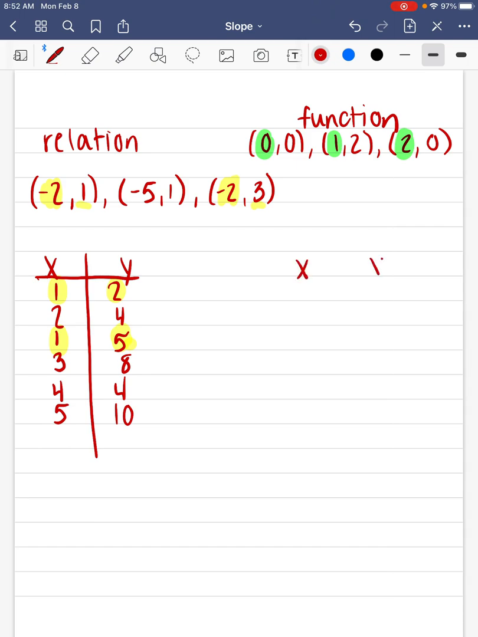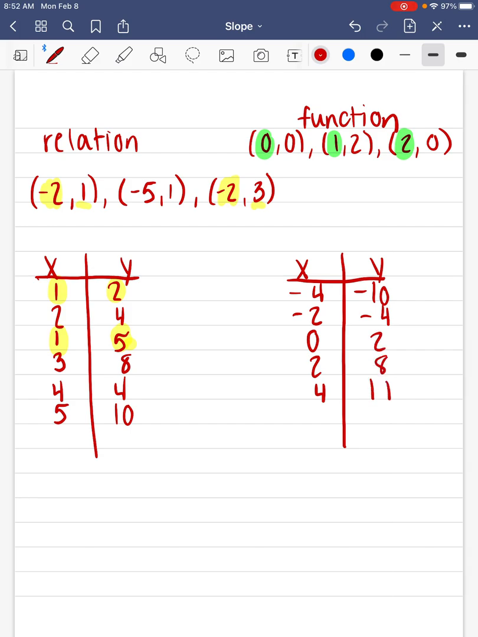For our function example, we have -4, -2, 0, 2, 4, and -10, -4, 2, 8, and 14. If you look down our x value row, none of my x values repeat. And I would like to point out, -4 and -2 are very different than +2 and +4. So those are not the same numbers. None of my x's repeat. That means that this is a function.